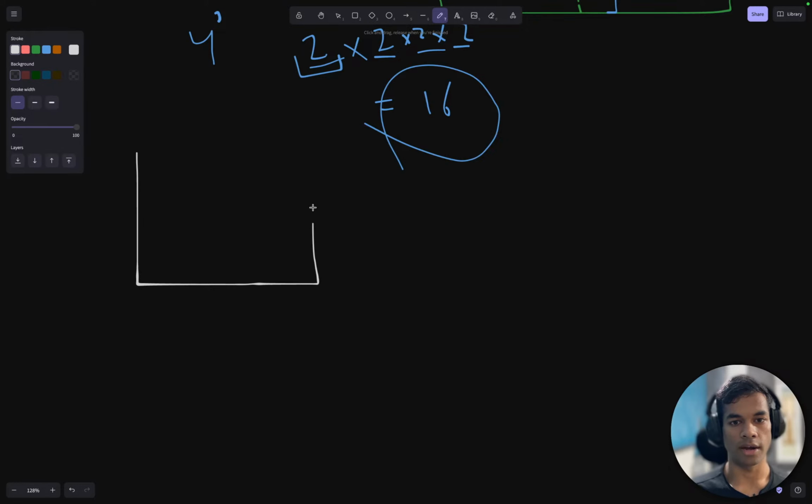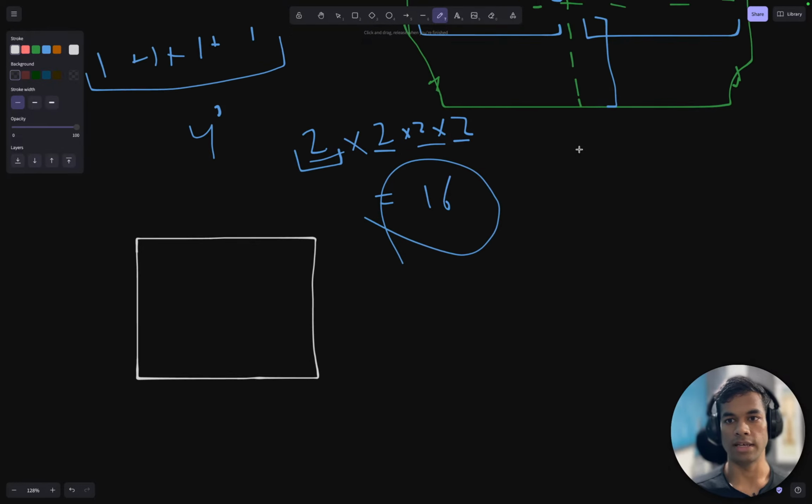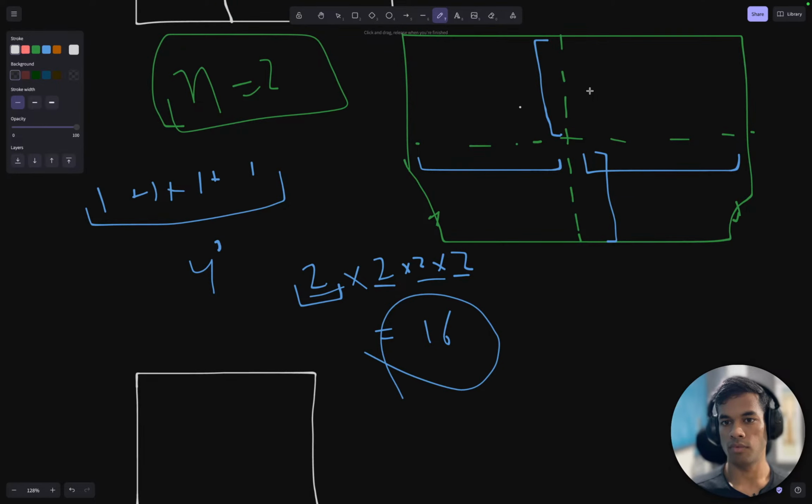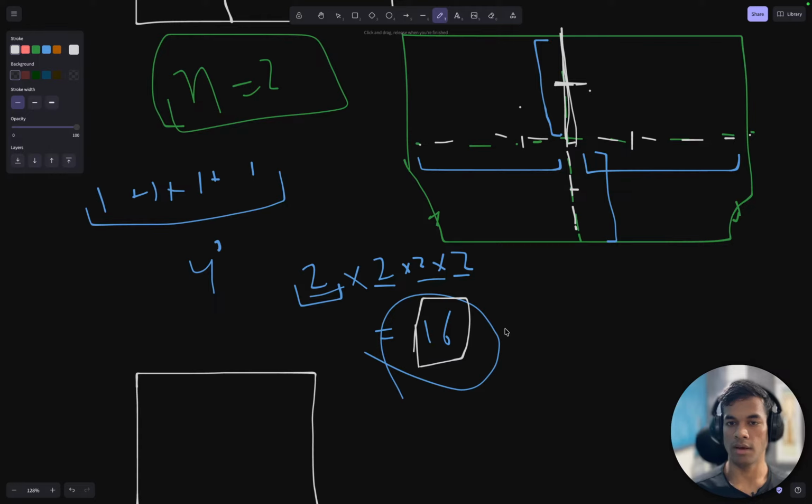So let's actually write down all of these possibilities. 1, 2, 3, 4. No, these are not actually independent, because I cannot have this line solely here. If I am putting a line here on this side, I must have either a line here or a line here. Yeah, so these are not totally independent. They are dependent on some things.